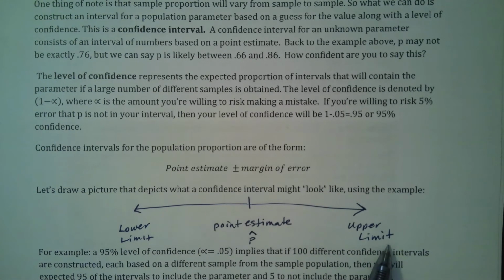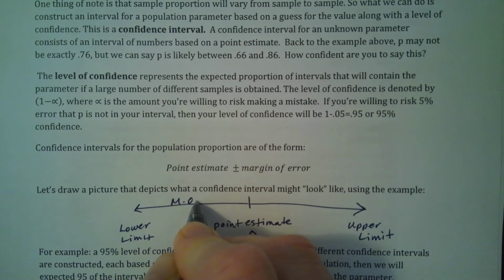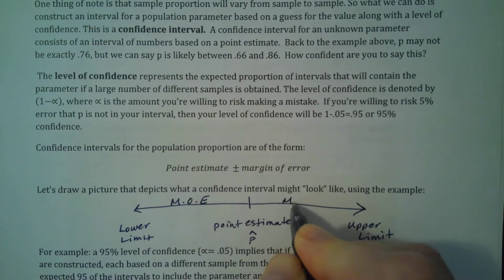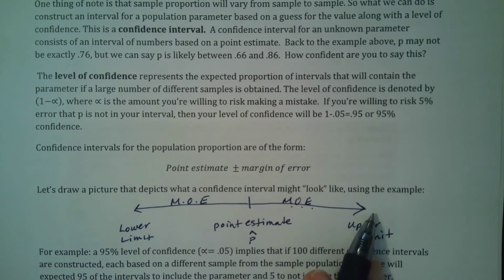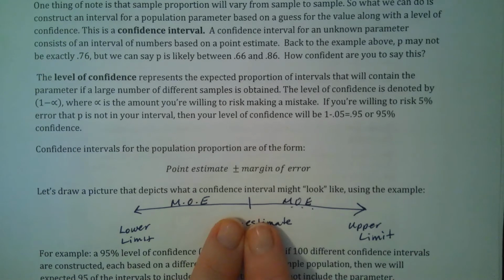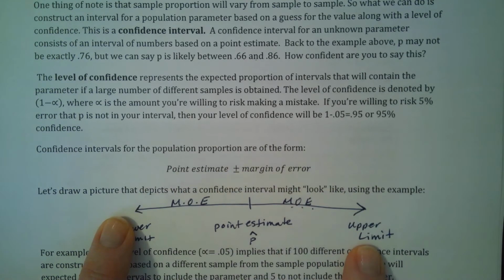How do we find what those two numbers are? Well, we find what is called the margin of error. And when you find the margin of error, we're going to subtract and add it to our point estimate, and then that will give us our lower and our upper limit, or our range, of which we decided that our parameter is probably inside that range.